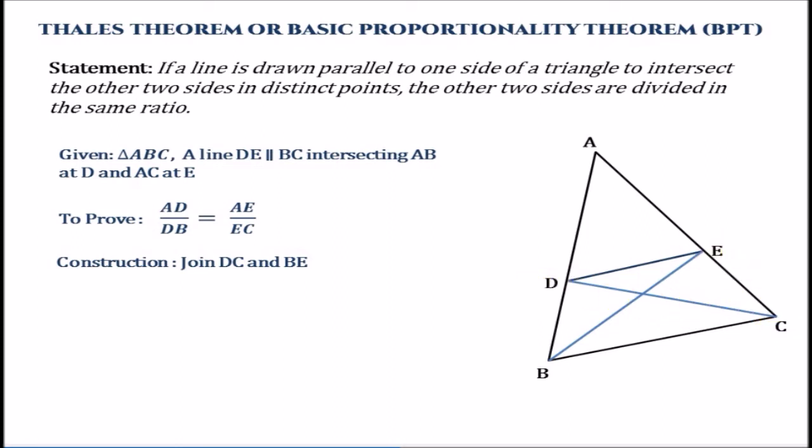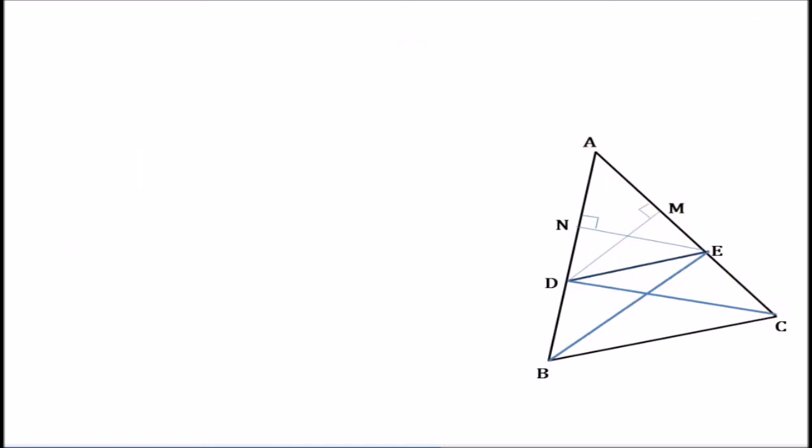In order to relate these sides using area of triangle, we need perpendicular or height as well. In AE and EC, E is the common point, so we will draw a perpendicular from E, and on the other side in AD and DB, D is the common point, so we will draw a perpendicular from point D. So we will draw EN perpendicular to AB, and from D, DM perpendicular to AC. So now we have the perpendiculars as well.